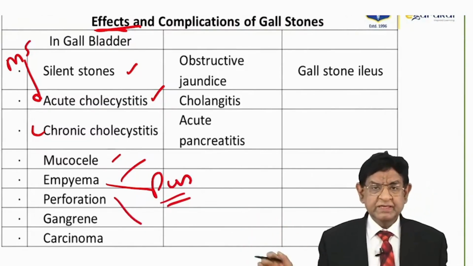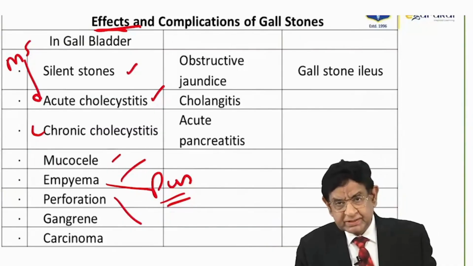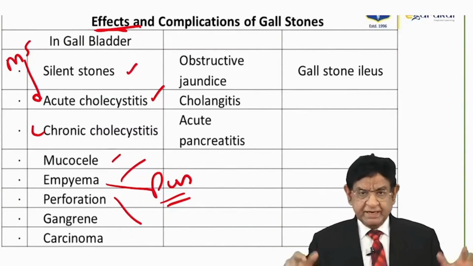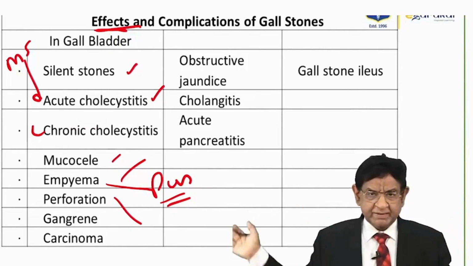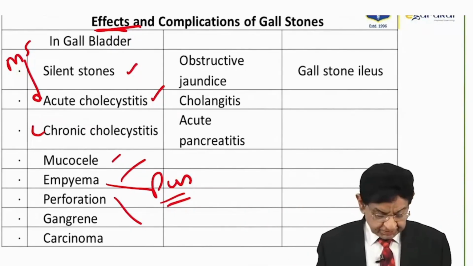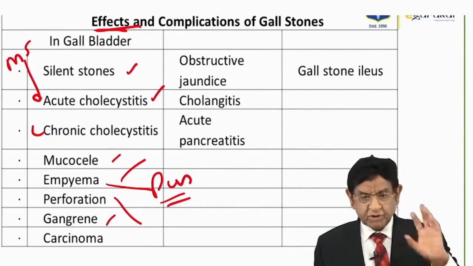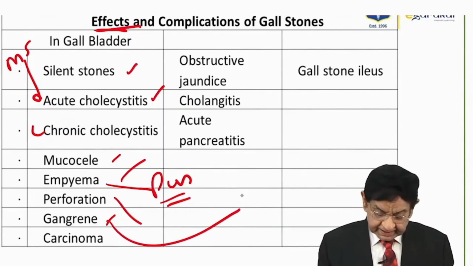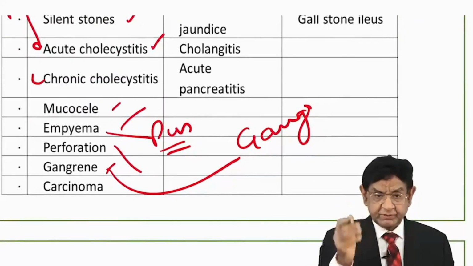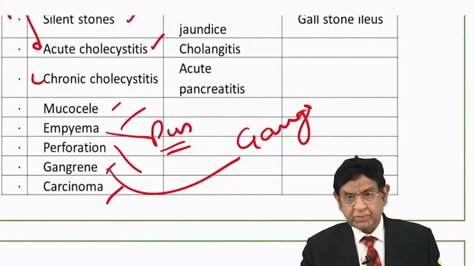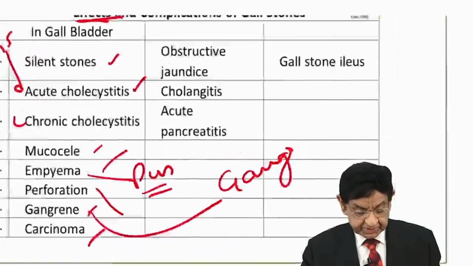After all, the gallbladder is like a balloon. If the duct is blocked and mucus is getting secreted, the gallbladder becomes big. Ultimately, it can perforate also. And sometimes torsion may occur, and that can lead to gangrene due to torsion. The gallbladder gets twisted. And carcinoma, about which I'll be talking in the next lecture.